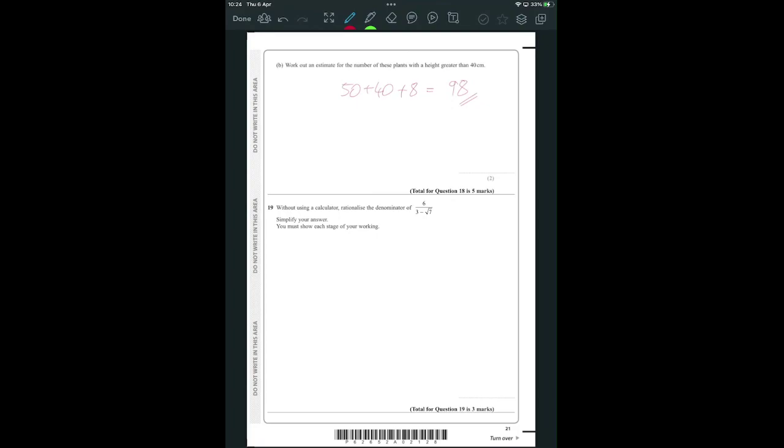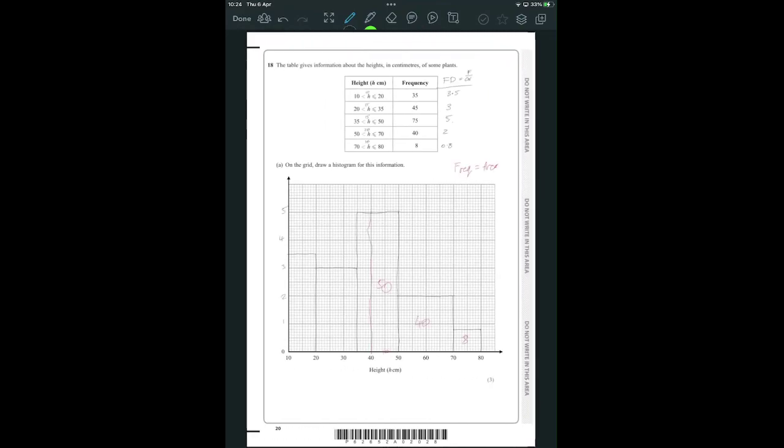It's worth noting why it said estimate. The fact it says estimate is just because we have assumed that in this 35 to 50 bar that they are spread fairly in that bar. It could have been the case that all of those 75 plants could have been all of them were above 40.